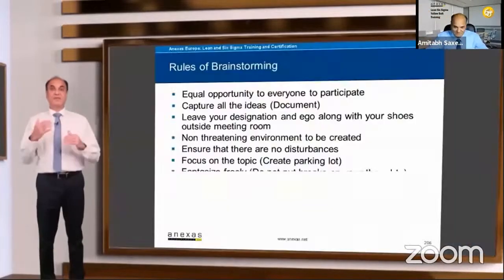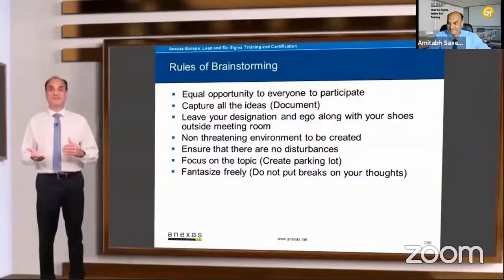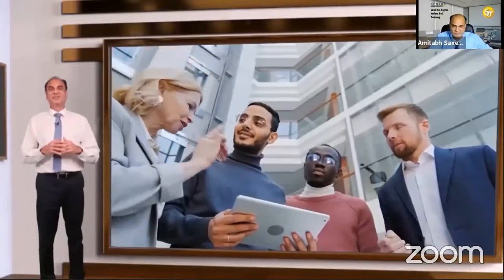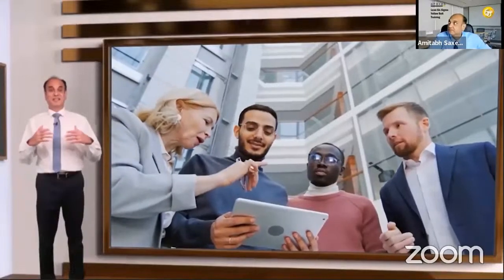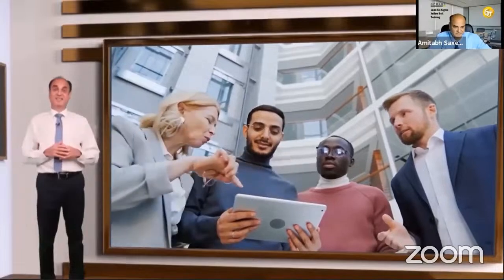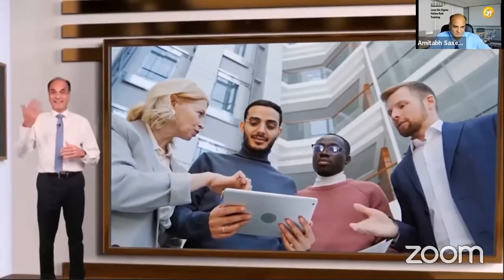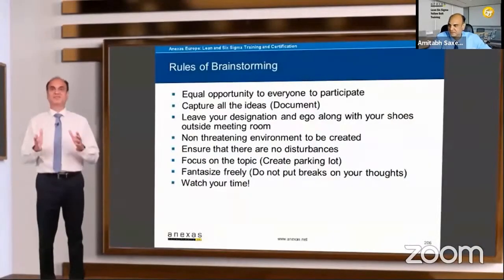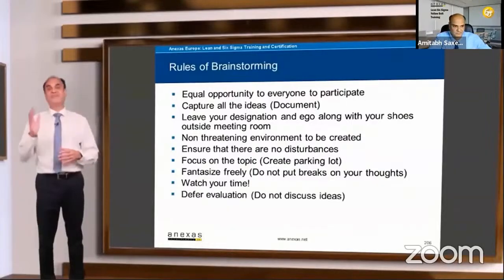We should encourage people to fantasize freely. We should not put brakes on our thoughts. So you can give some out-of-the-box ideas, you can give some wild ideas, and if people are giving you wild ideas, they should be encouraged. If you give a specific duration of brainstorming, we should try to complete the brainstorming within the time duration, and defer evaluation. Now, this is one of the rules which is often violated.